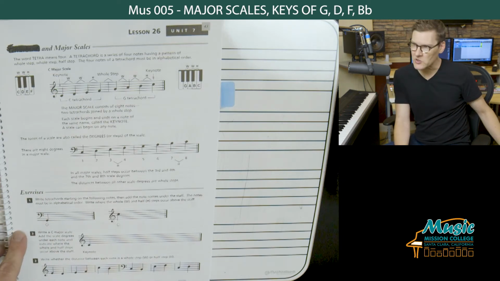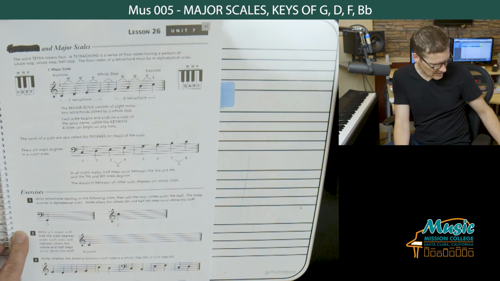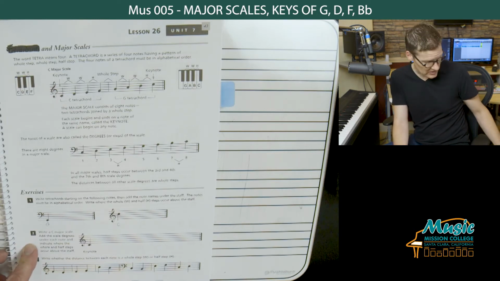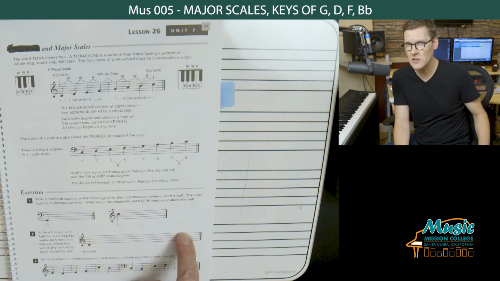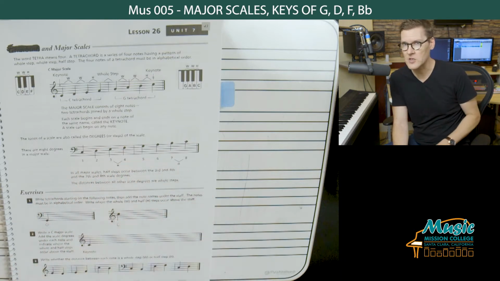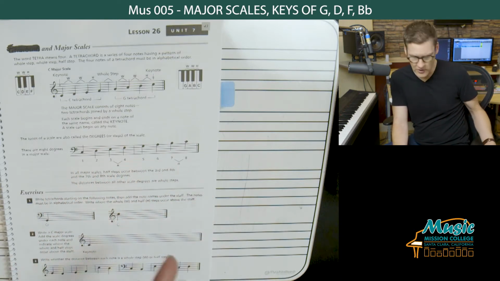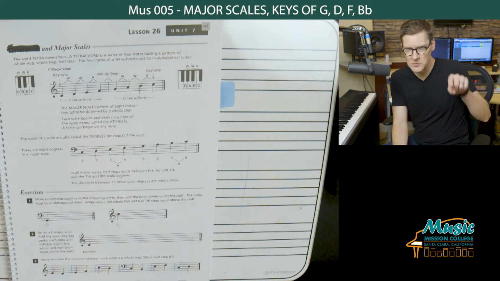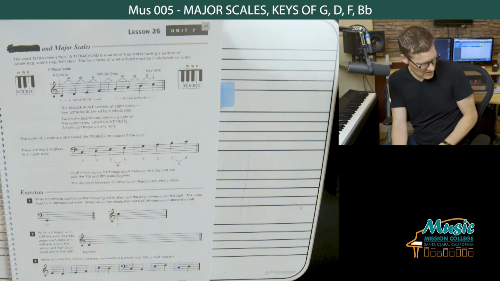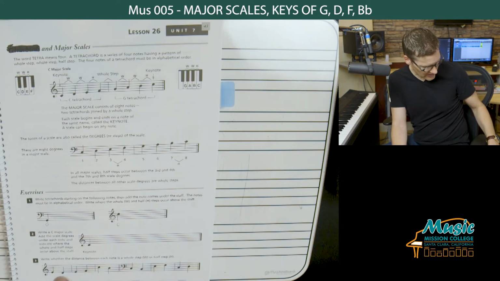So exercise number 2 on page 43: write a C major scale, add the scale degrees under each note and indicate where the whole steps and the half steps are. That'd be a good exercise for you to do, just to write out the scale from C to C. You can write the scale degrees like they did here, 1, 2, 3, 4, 5, 6, 7, 8. And then maybe you could do it below or you could do it above. I'd probably do it above. And just put a little W for a whole step, H for a half step, and indicate where the intervals occur. And then down here, they're kind of having you do that in a different way, but this is kind of the main one.